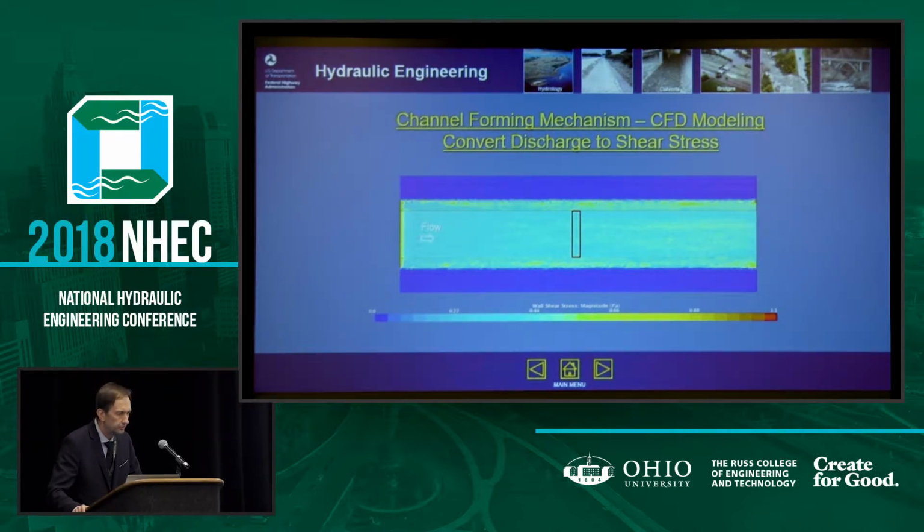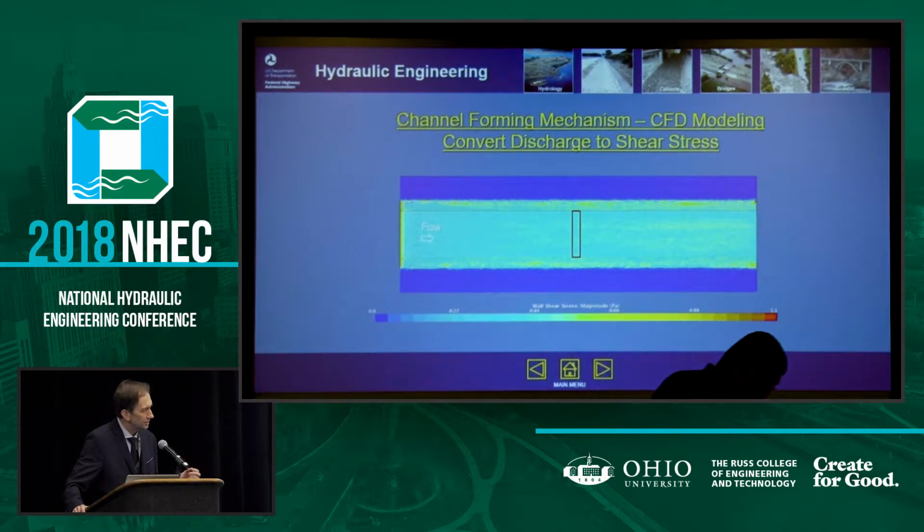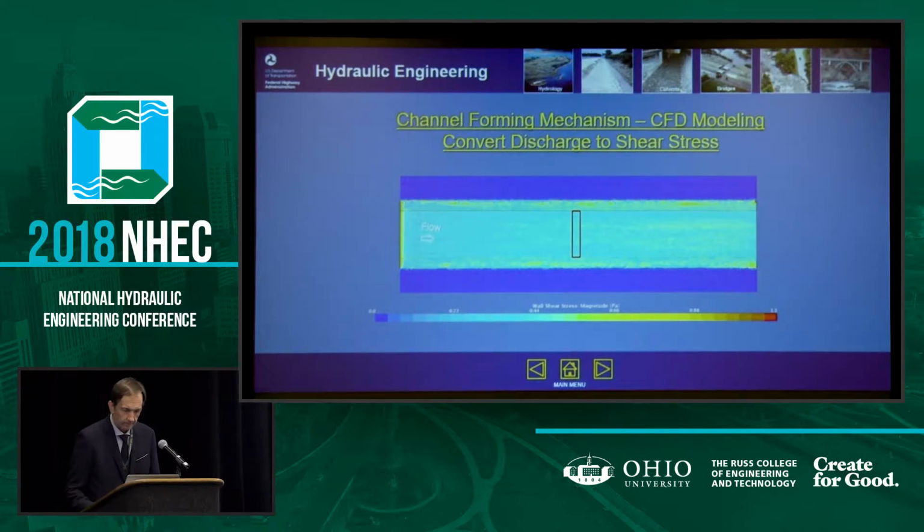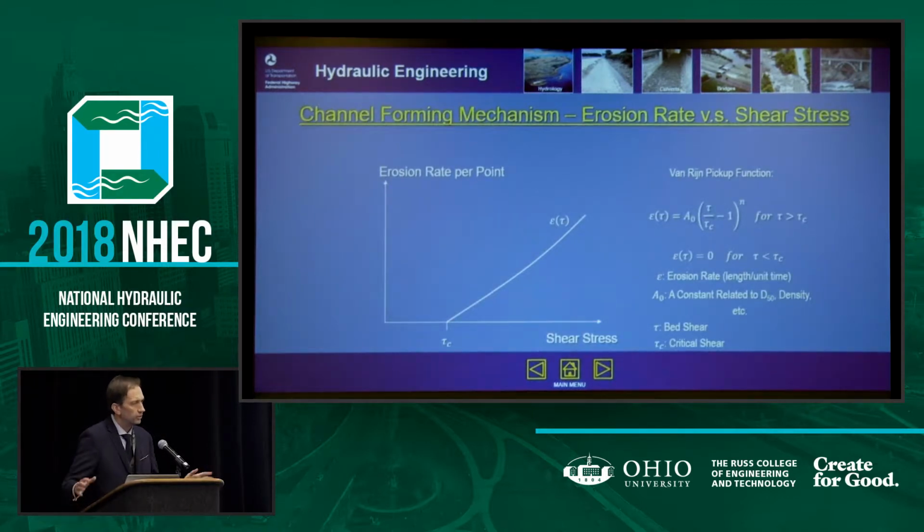Now, the big advantage of this is that, again, you get a shear stress for every element. And why this is important is because not every shear associated with that flow generates erosion. Only the shear which exceeds the critical shear generates erosion, of course. Another factor in this whole process is we need to define an erosion rate. And what we picked here is a pickup function or erosion rate function.